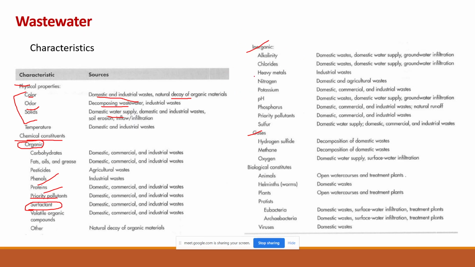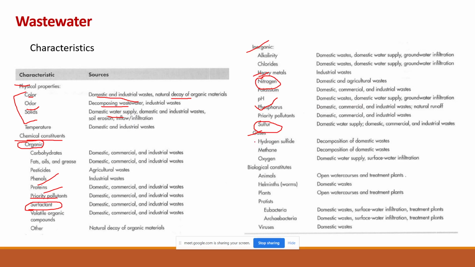Inorganics, in which we can have heavy metals, or again nitrogen or nitrates, which will again come from agricultural waste. We studied nitrates, nitrogen and phosphorus, which come from agricultural runoff and lead to eutrophication of water bodies. So obviously nitrogen and phosphorus will be a constituent of wastewater. Then there is sulfur. Sulfur can come from different types of sources: domestic, commercial, as well as industrial.